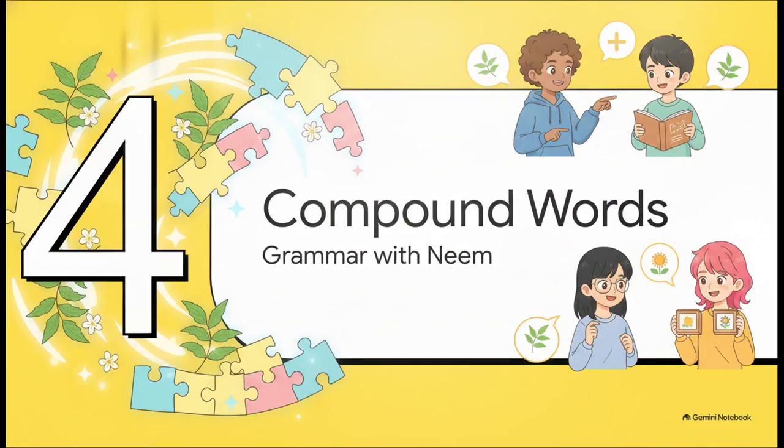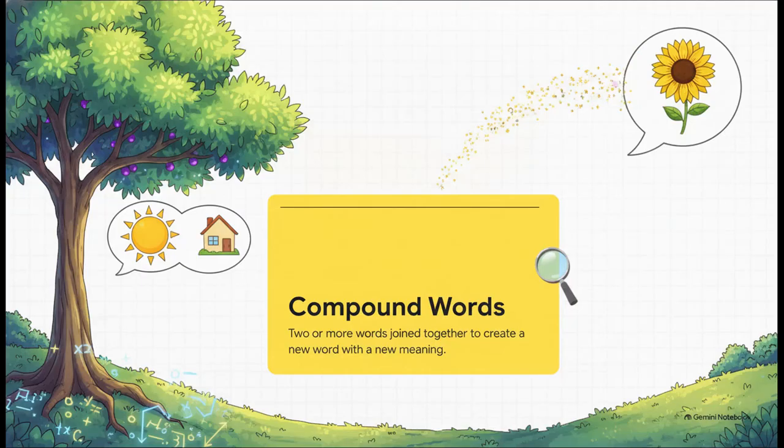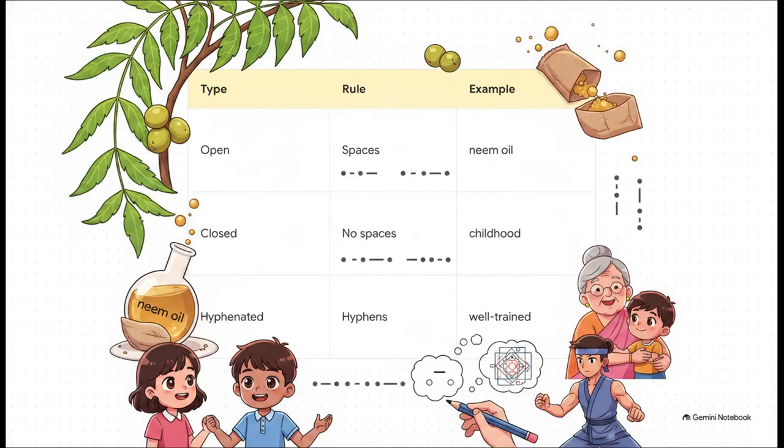Section 4, Learning Compound Words. Okay, let's treat this grammar section like a fun puzzle. The basic rule is this. Compound words happen when you join two or more words together to create a brand new word with a totally new meaning. It's basically word math. Word A plus word B equals a completely new thing, word C. But wait, it gets better.